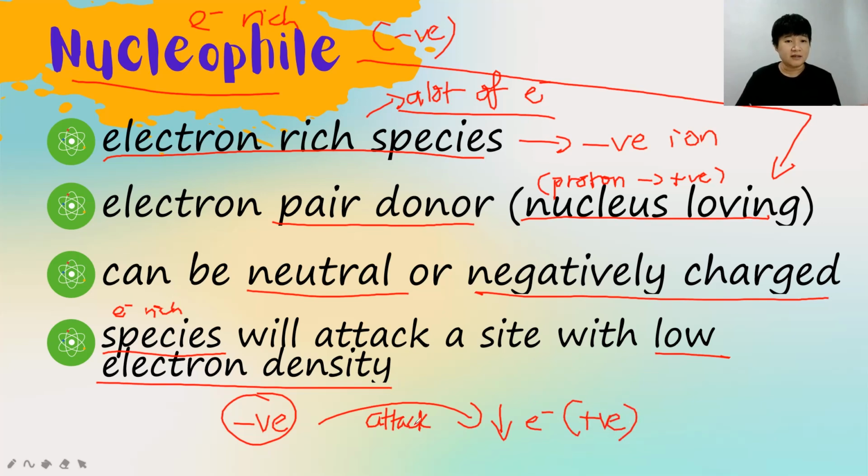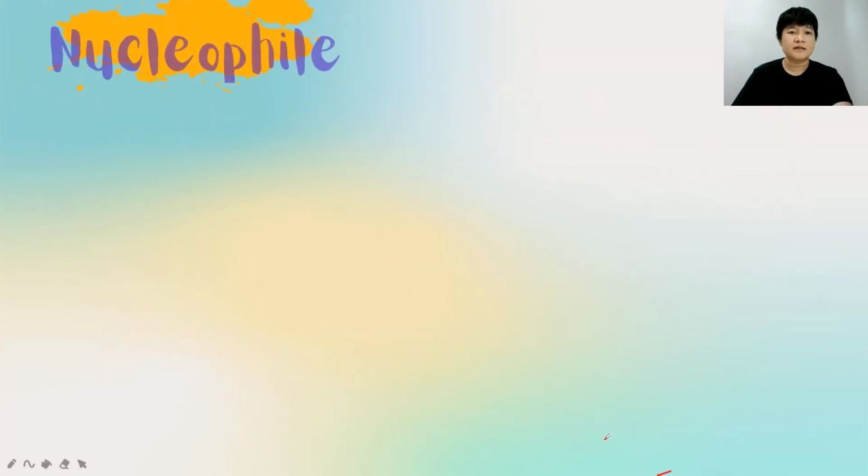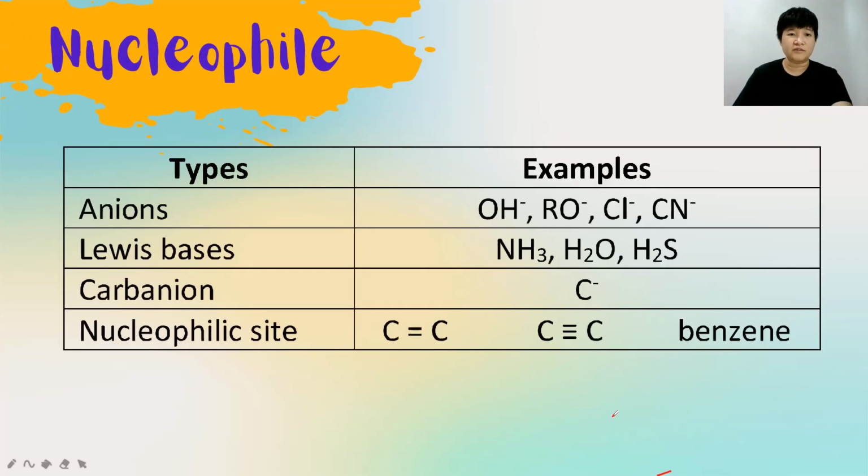So can you see that? The negative will always be friends with the positive. Positive attacks negative. Negative attacks positive. So positive and negative will always be friends. Okay? So always remember, when you are negative, you always attack positive. When you are positive, you always attack negative. Remember that. Okay?